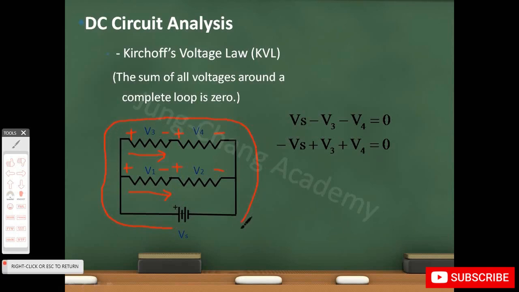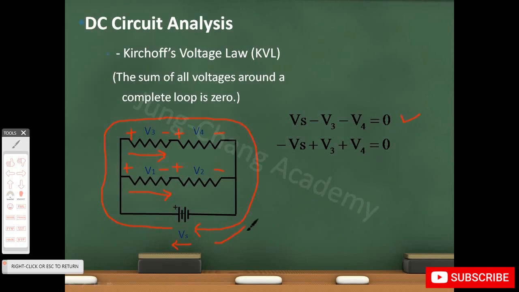clockwise direction, like this, we will have plus Vs, because we go from negative to positive, and we go from positive to negative, so we have minus V3 and minus V4 equals to 0.